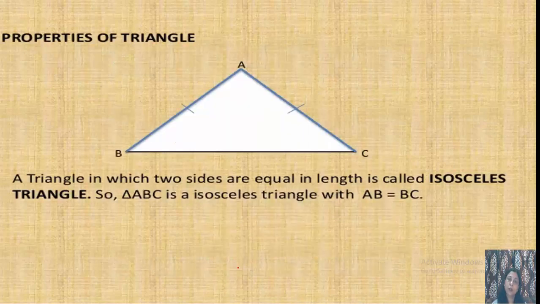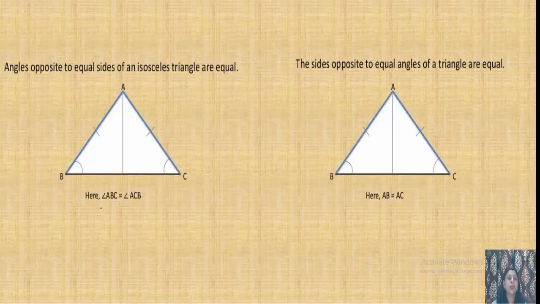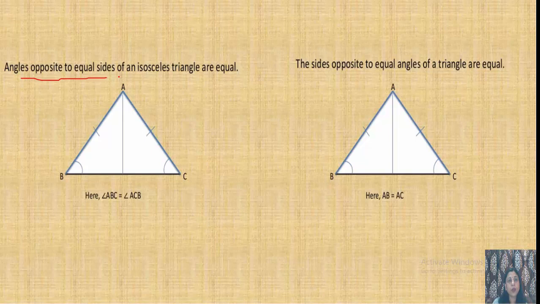Now properties of triangle. Properties of triangle means a triangle in which two sides are equal in length, they are known as isosceles triangle. So triangle ABC is an isosceles triangle with AB is equal to AC. अब isosceles triangle की properties ये हैं कि angles opposite to equal sides of an isosceles triangle are equal.